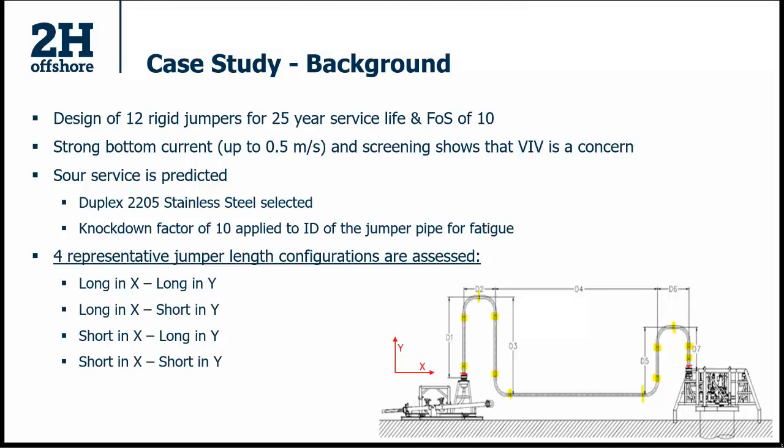Also, another thing to keep in mind is the production fluids were characterized by high H2S and CO2. And hence, because of this sour service, we needed to use a knockdown factor when we were calculating fatigue life on the inner diameter of the pipe. And by knockdown factor, what I mean is basically you calculate your fatigue life and you divide it by a factor of 10 to account for your sour service.